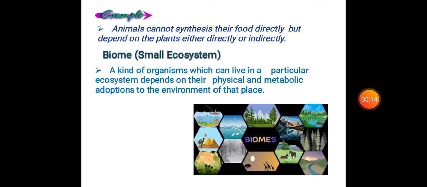That means the kind of organisms which can live in a particular ecosystem depends on their physical and metabolic adaptations to the environment of that place. So based on the environmental place, the ecosystem can be classified into different types. That one type of small ecosystem is called the biome ecosystem. Okay.